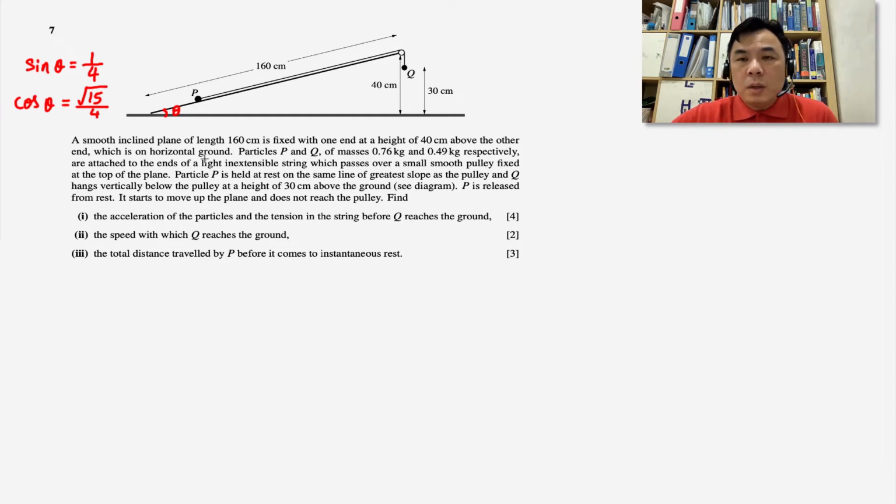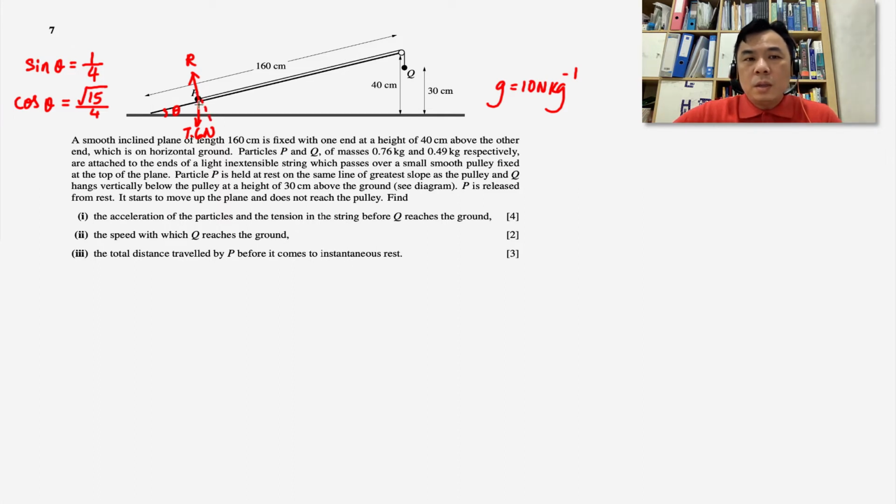And then next, we're going to label the forces, as I mentioned. First of all, we do have the weight itself. We have P as 0.76, and here I'm using g as 10 Newton per kg for our analysis. Therefore, the weight for P would be 7.6 Newton here. And at the same time, of course, we do have the normal force in this case, but we don't actually need to use it.